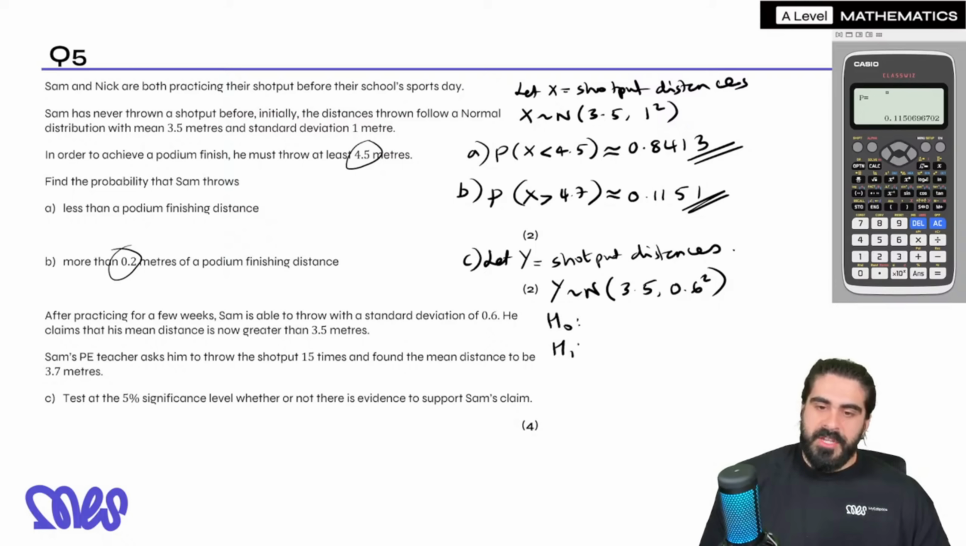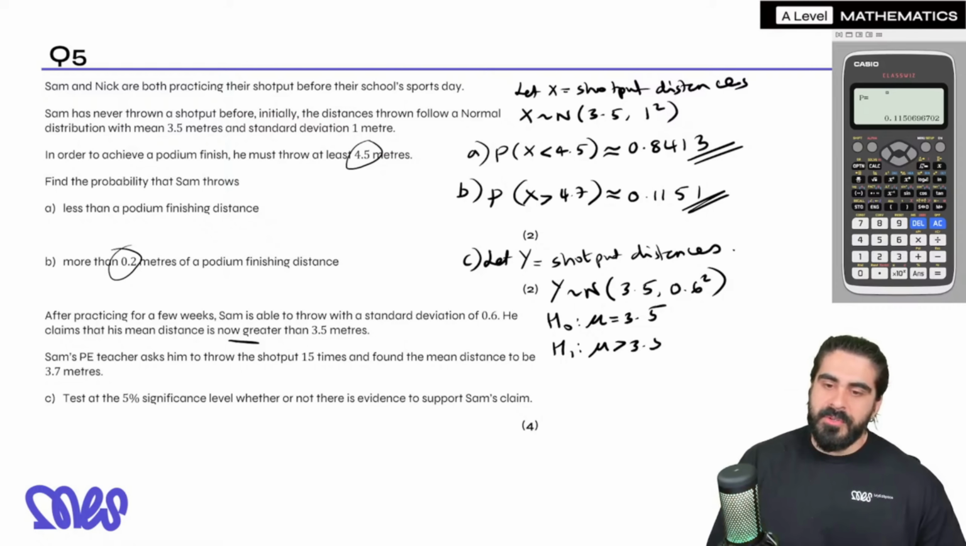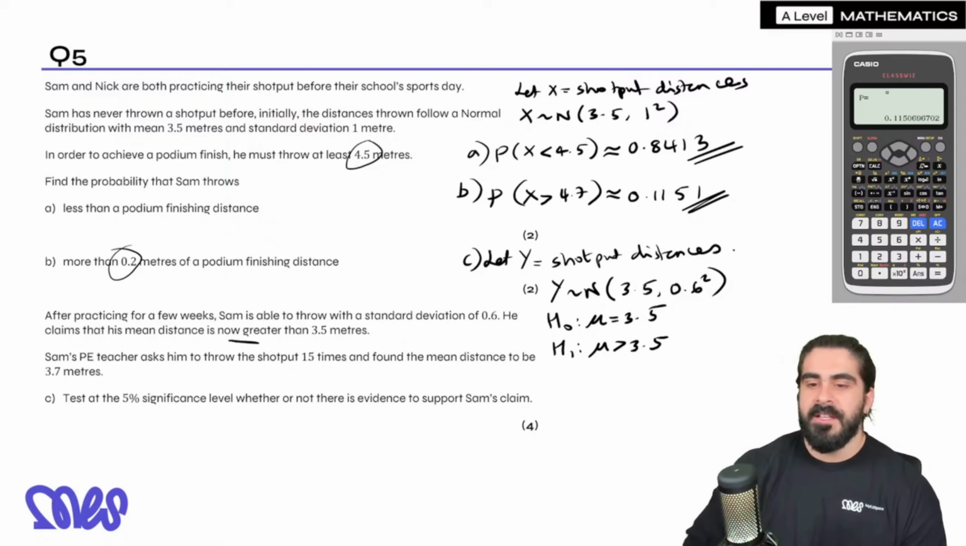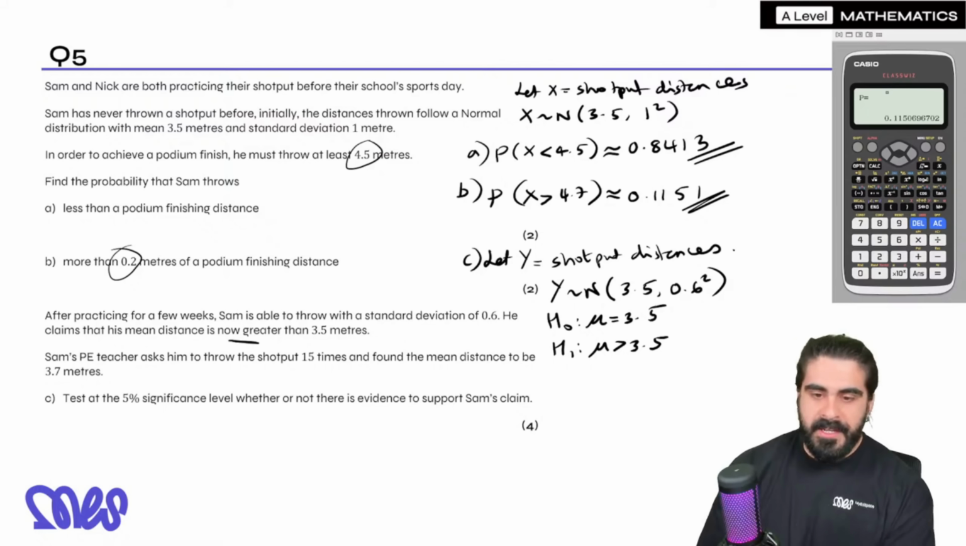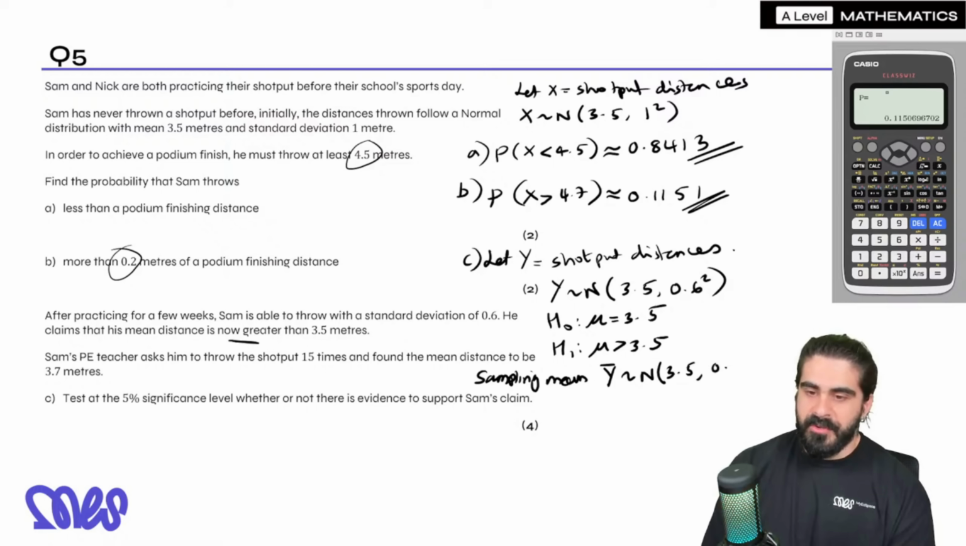Guys, what's our H0 and H1 going to be for this? For H0, yep, we're assuming mu is 3.5. And good Mythil, we're now testing because his claim is now greater than, right? Good, so greater than 3.5. Now, what else do I need to do? I have to divide the variance by n. Yeah? So we call that the sampling means, or the sampling distribution. We can call it y bar. It is normally distributed with 3.5. But we're doing 15 trials, so 0.6 squared over 15.